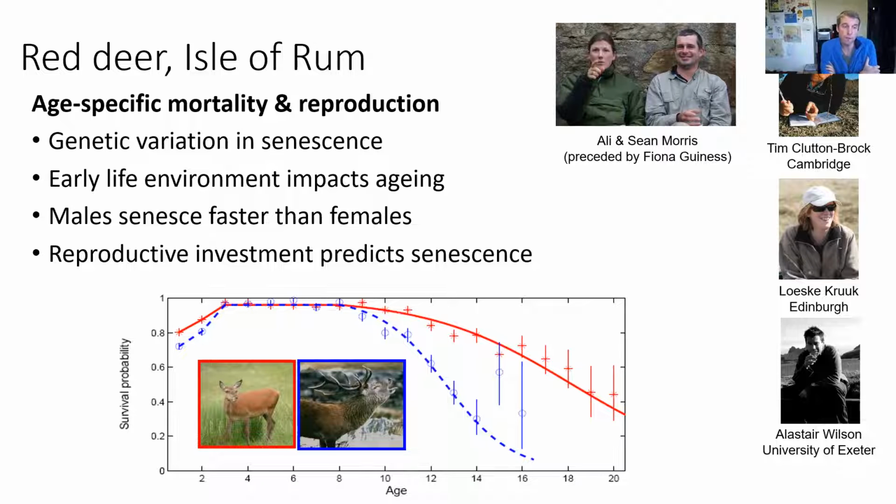We were also able to provide support for predictions from evolutionary theories of aging: that males in these kinds of systems should senesce faster than females, and also that increased reproductive investment in early life should predict more rapid rates of senescence in later life.